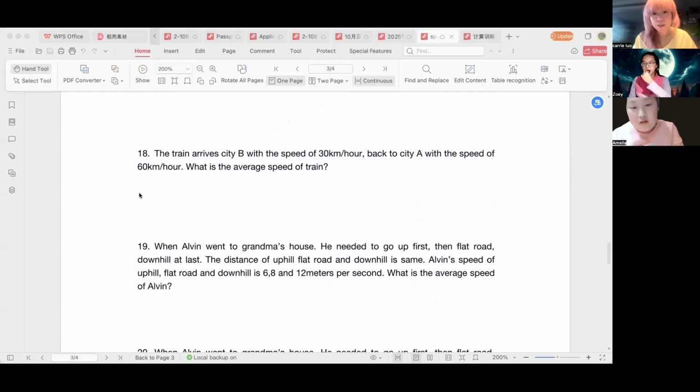The train arrived at city B with a speed of 30 and went back to city A with a speed of 60. What is the average speed of the train? Okay, so your turn.